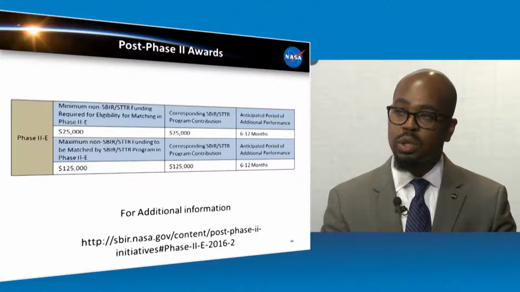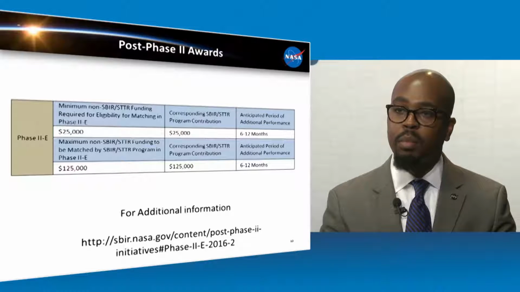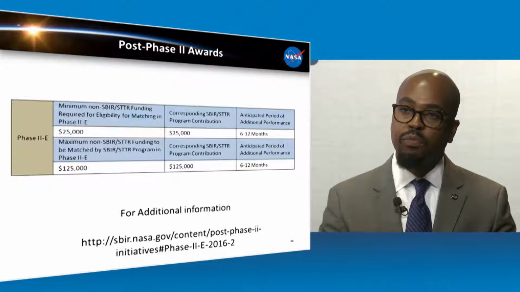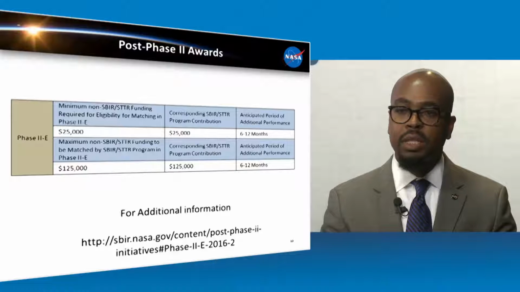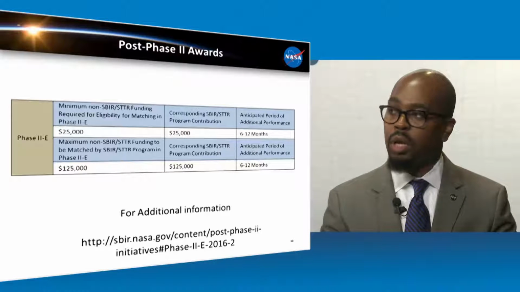NASA will match those funds 1-to-1, and I think the minimum for that is $25,000, and the maximum, I believe, is around $125,000. But those numbers may change as we publish the solicitation, and it gives you 6 to 12 months past your phase 2 award to further enhance that technology. What that gives you is a chance to commercialize your technology, increase the technology readiness level so it can potentially be infused into a NASA mission or ready for commercial partners such as a large company that may want to purchase that technology from you or for you to put it to commercial market.